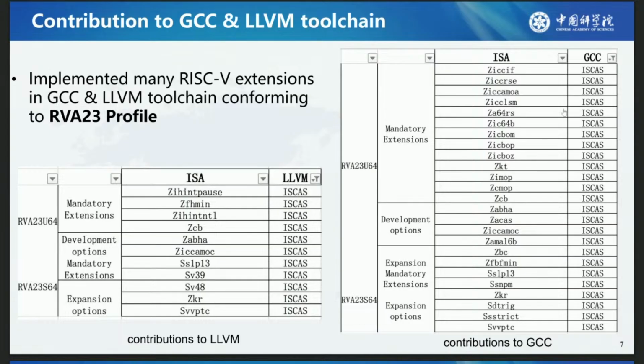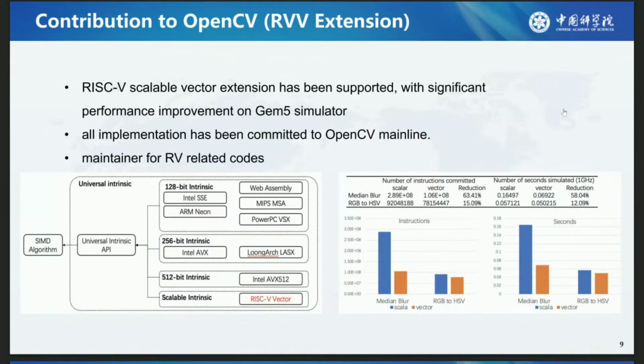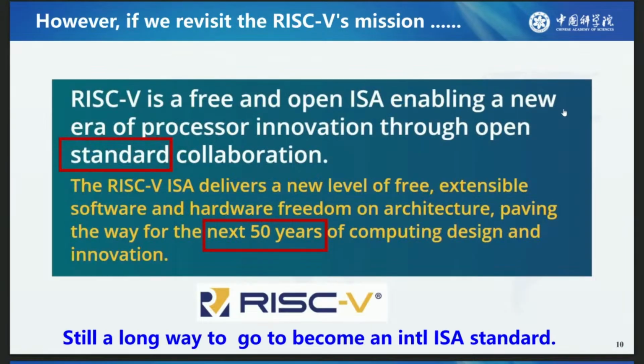We all know that the RVA23 profile was released last year, and now we focus on the software support of RVA23. This is QEMU and Spike. Because I have just 15 minutes, I will quickly pass over these slides. This is OpenCV. For example, RISC-V vector extensions have been supported by OpenCV, and my colleague is a maintainer of OpenCV for RISC-V.